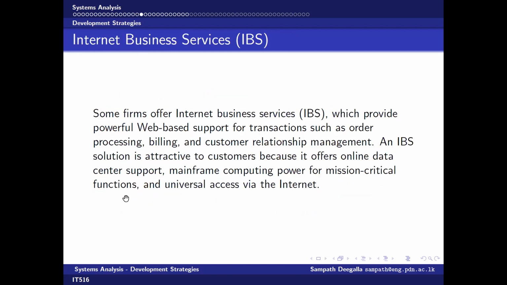The second one is internet business services. That means you will get web-based support for order processing, billing, and customer relationship management. There is some software actually built for this purpose, right? Because it has online center support and the computing power will not be a critical factor compared to what you have already. And you can access the system from anywhere you want using any device. So that is one of the advantages you will get if you use internet business services.